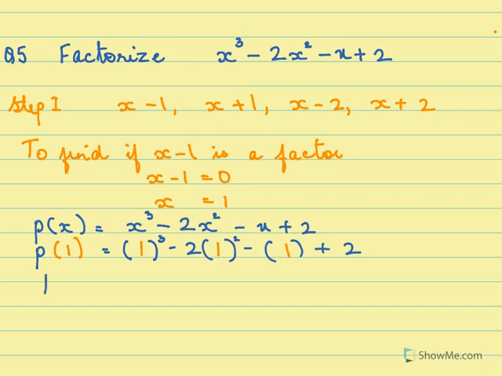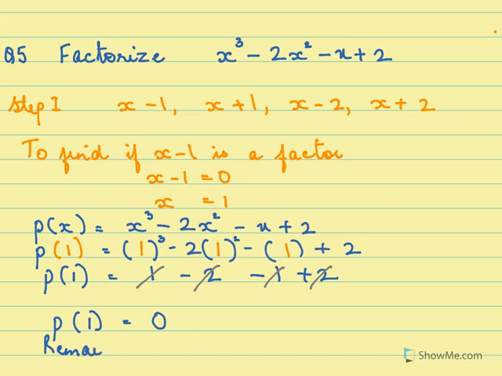We go ahead and solve this. P of 1 equal to 1 cube is 1, minus 2 minus 1 plus 2. This cancels out, minus 2 plus 2, minus 1 plus 1. So here P of 1 equal to 0, which means a remainder is equal to 0. And if remainder is equal to 0, we say therefore x minus 1 is a factor of x cube minus 2x square minus x plus 2.